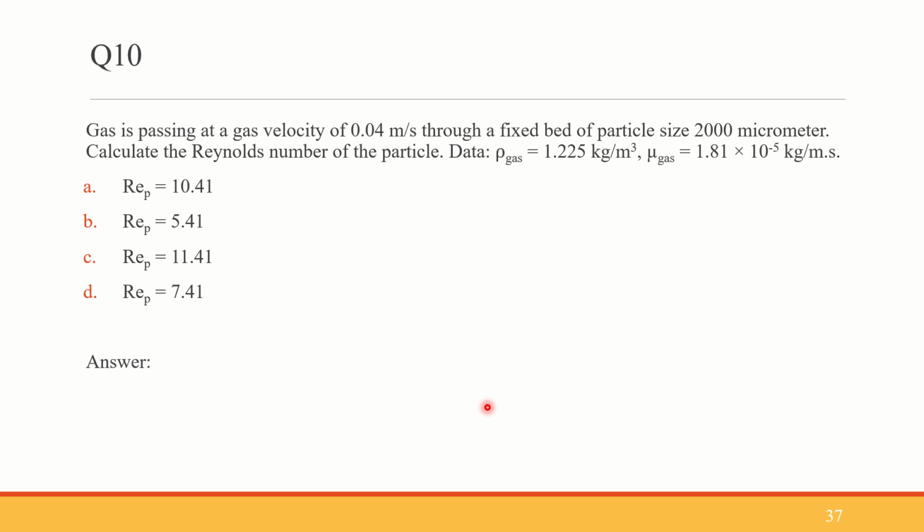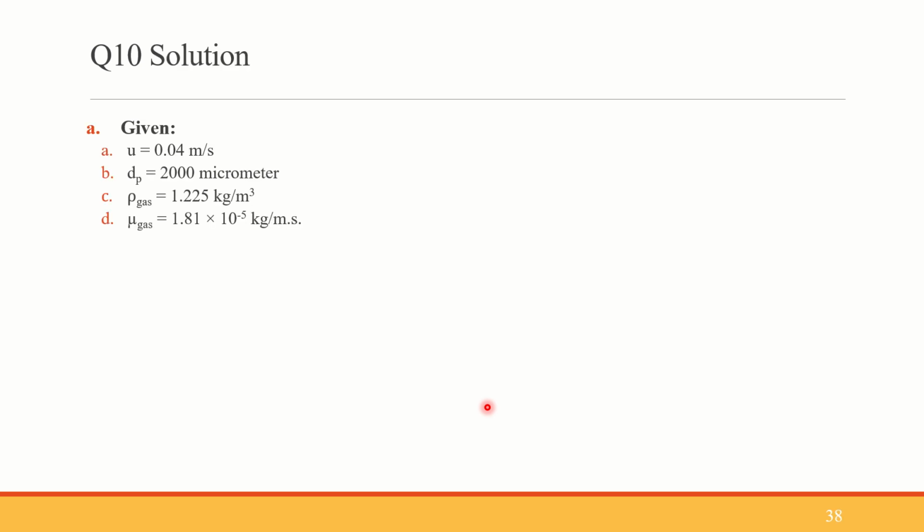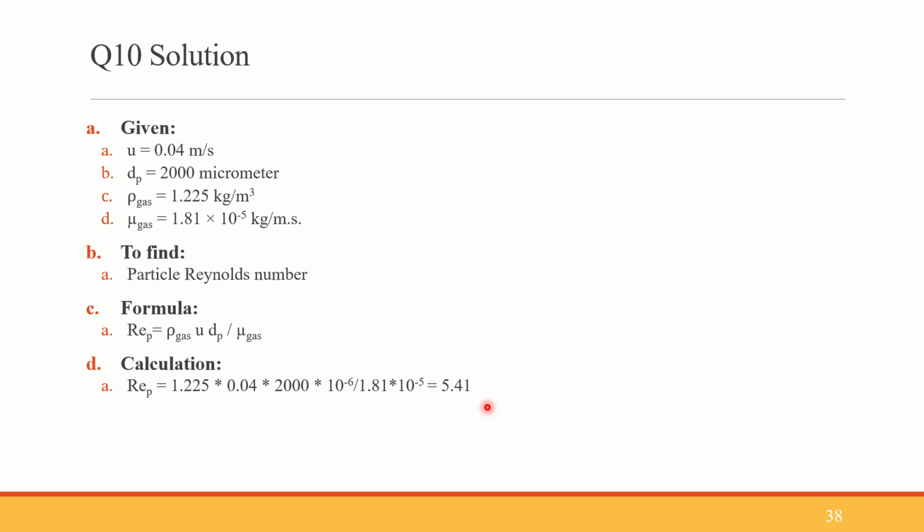So we all know the formula for Reynolds number. It is a very straightforward approach. Reynolds number is equal to rho into V into dP by mu. So rho is density of gas, V is velocity of the gas, dP is diameter of the particle and mu is the viscosity of the gas. So the formula is this and the calculation is such. So now this is the approach, and now we are asked to go to question 11.